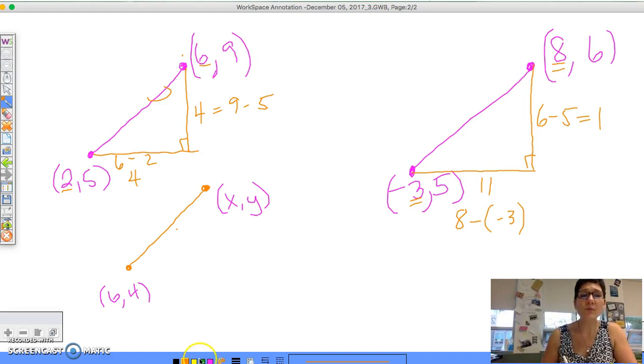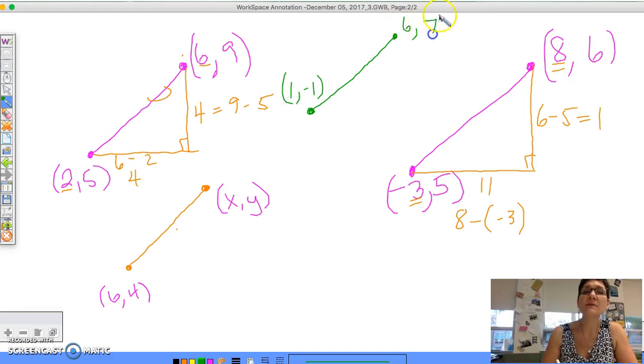Let's do one more before I look at the guy below. So you guys, I want to hit pause. After I put these up, I want you guys to do this one for me. So I'm just going to make this 1, -1. And I'm going to make this one 6, 7. At this point, hit pause and see if you can come up with how to find those lengths.